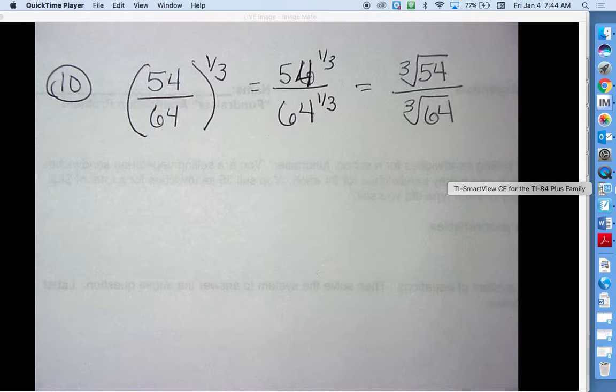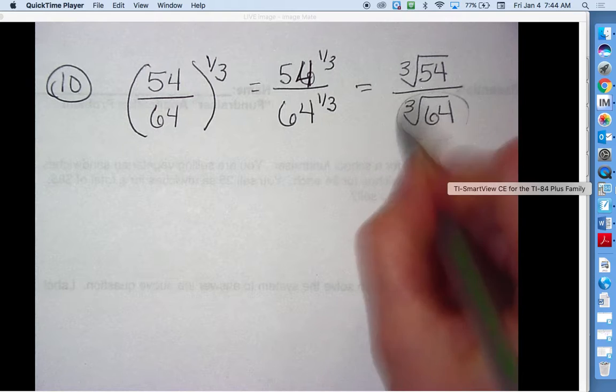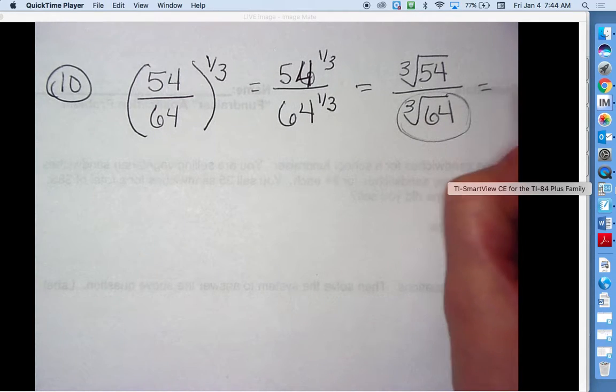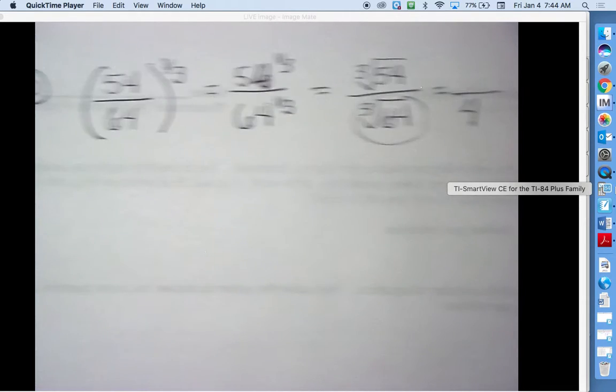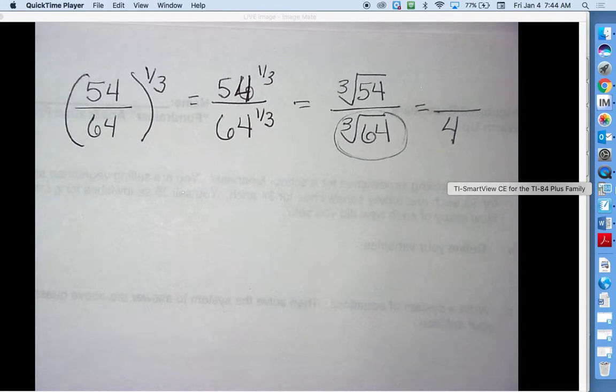So your common power sheet. One of those two numbers is a perfect cube. Julian, which one of those two numbers is a perfect cube? 64. The 64. So the cube root of 64 becomes 4. So that's really nice because it is a perfect cube. It changes to the number 4.